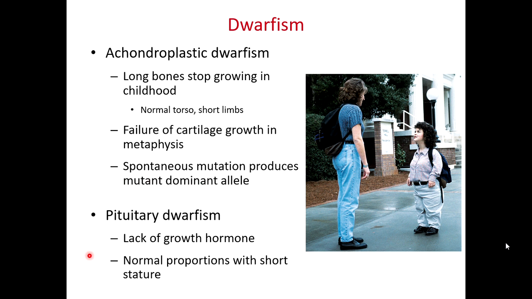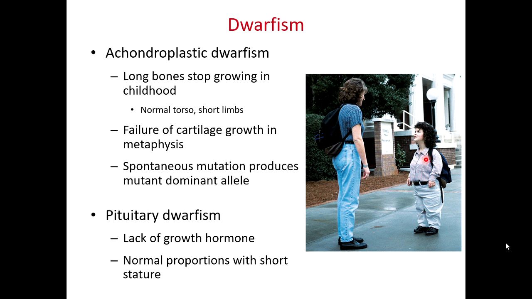Another form of dwarfism is pituitary dwarfism. It's going to be related to a lack of growth hormone, sometimes referred to as human growth hormone. So if you see the abbreviation HGH, that's typically going to stand for human growth hormone within the context of physiology. And in this situation, the individual is just short but has normal proportions.